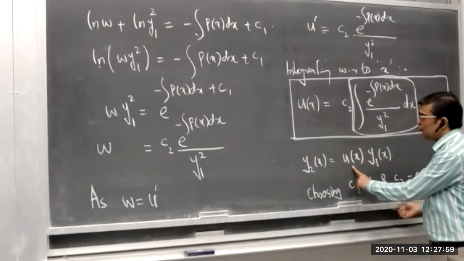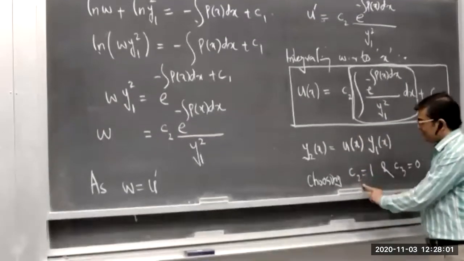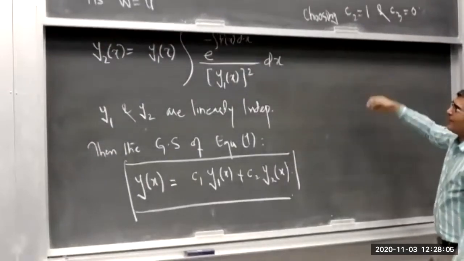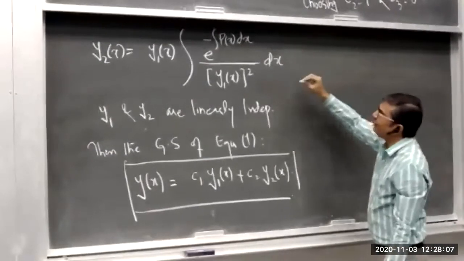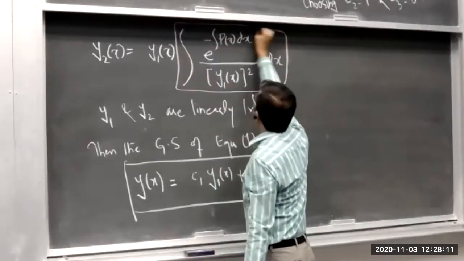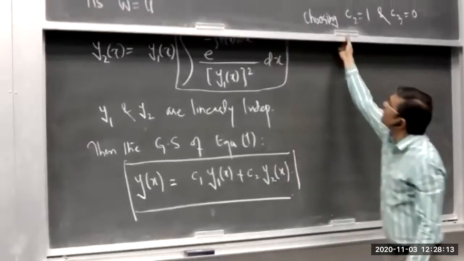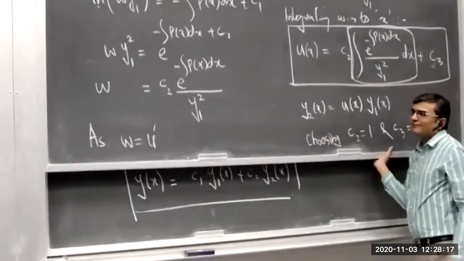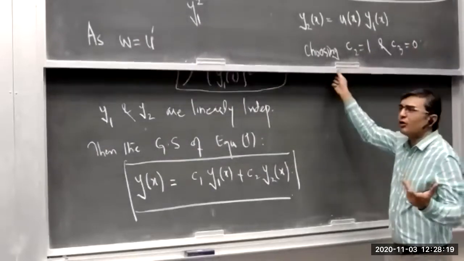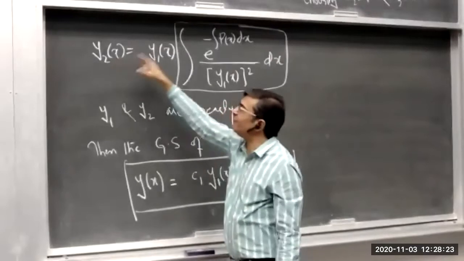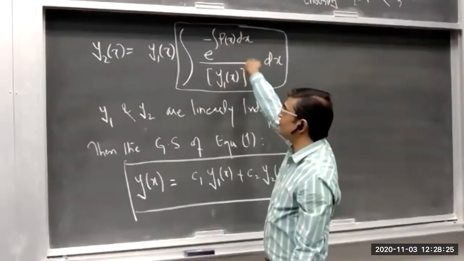ये आपके पास U2 का एक expression आएगा. C2 को इसलिए हमने यहाँ पे 1 रखा और C3 को 0 रखा, so that आपके पास U2 का सिर्फ ये वाला solution आ जाए, which we can insert here in order to get y2. अब आपके पास y2 जो है वो independent of constant solution है. y2 is a solution which is independent of parameters or constant of integration.